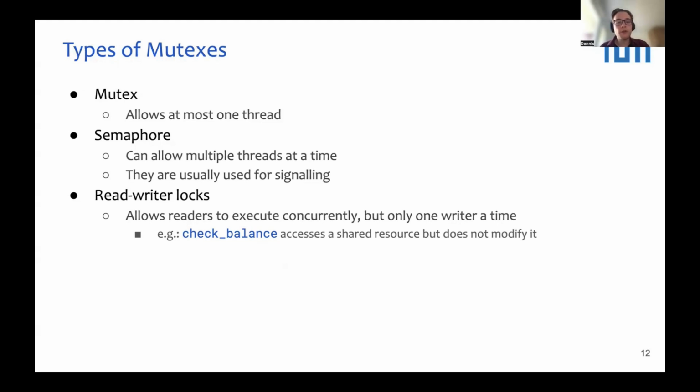And then there are also read-writer locks. So there can only be one thread writing to the shared resource, or there can be multiple readers. So for instance, if we had another function to check the balance for our shared balance variable, then it is actually fine to have the balance checked by 10 different readers, as long as none of them update it.